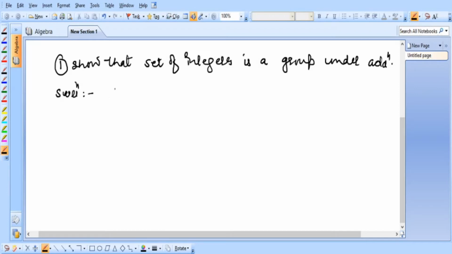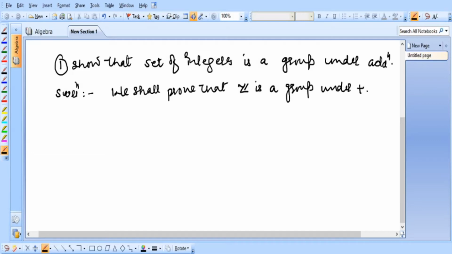So see here, given, we shall prove that the set of integers, that is Z, is a group under addition, right? So in order to prove that this is a group, we will have to satisfy four properties: closure property, associative property, existence of identity and existence of inverse, right?